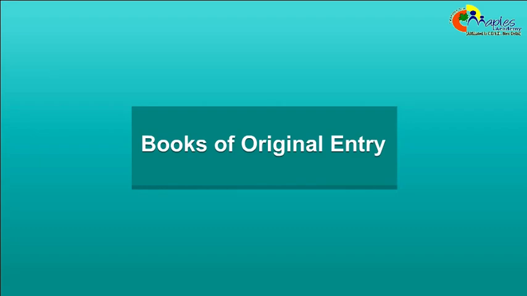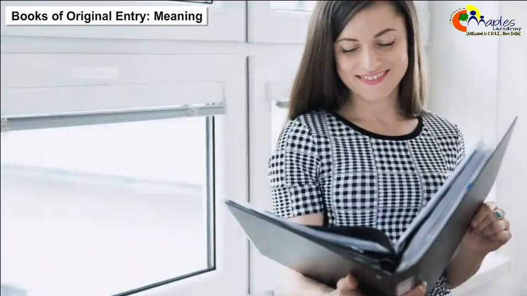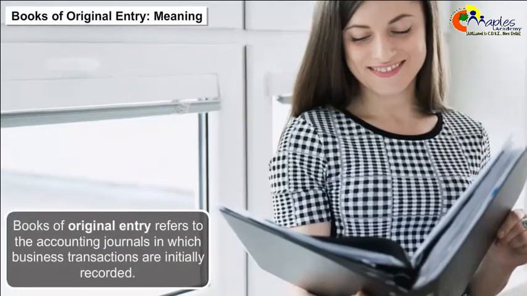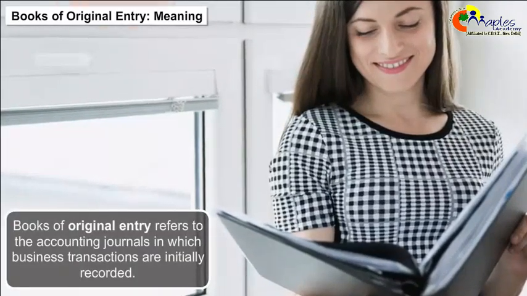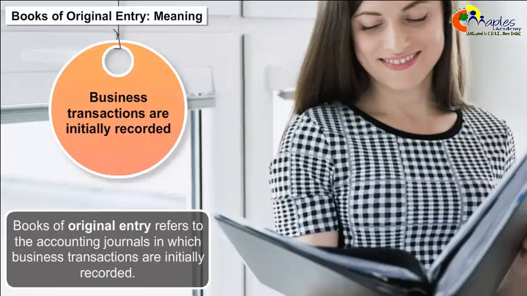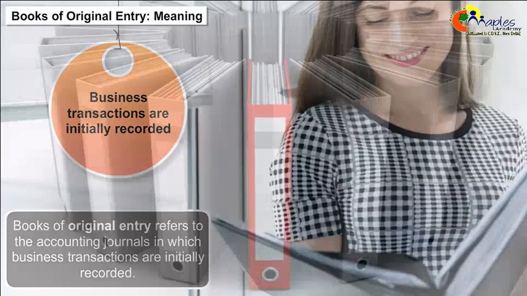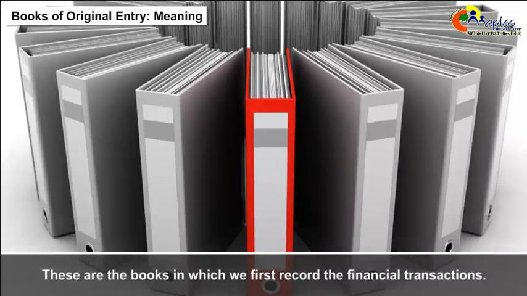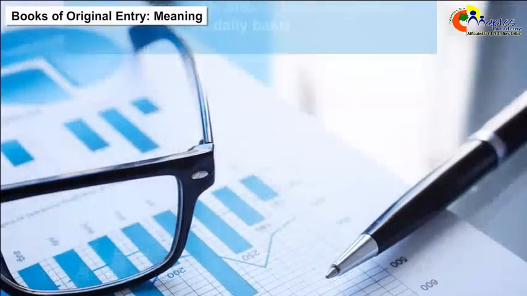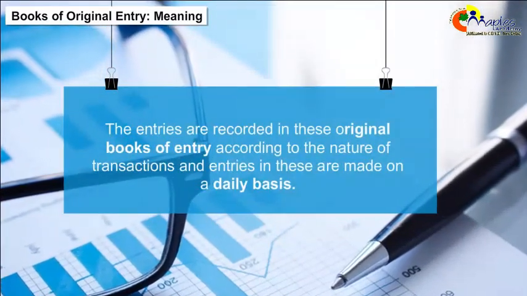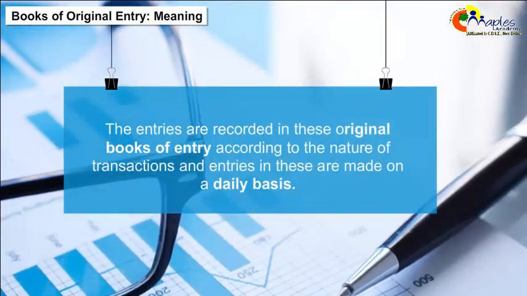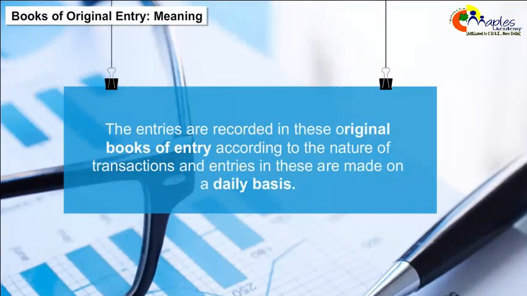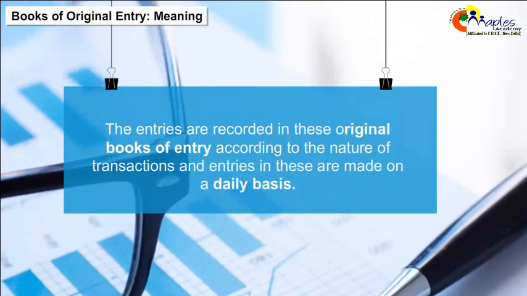Books of original entry. Books of original entry refers to the accounting journals in which business transactions are initially recorded. In other words, these are the books in which we first record the financial transactions. The entries are recorded in these original books of entry according to the nature of transactions, and entries in these are made on a daily basis.